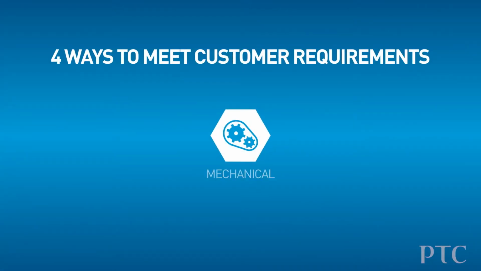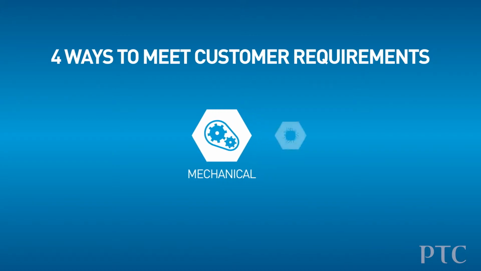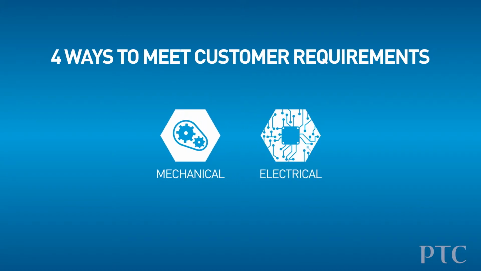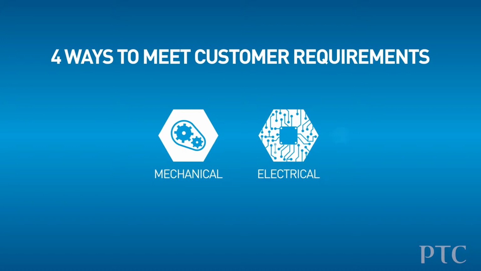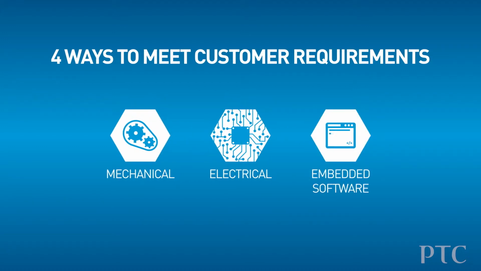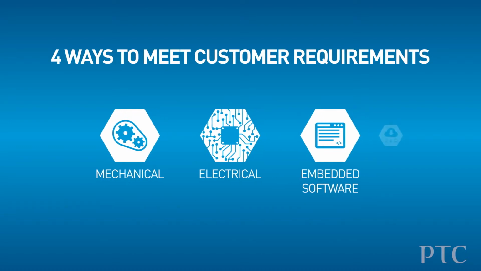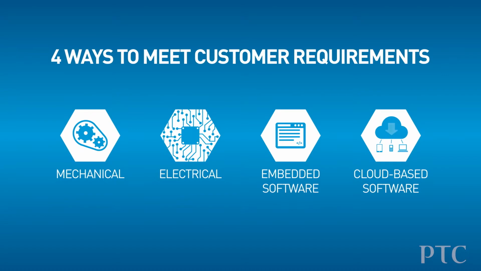I could use a mechanical approach and add mechanical features and characteristics. I might use an electrical or electronic approach and add circuit boards and capabilities of that sort. I might use software and put the software in the product as embedded software. Or I could use software in the cloud and put the software in a data center. And across these 4 domains, a product can work pretty seamlessly.